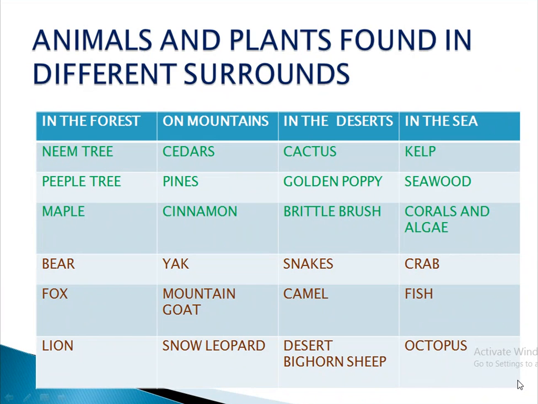Let us fill a table of some animals and plants which are found in different surroundings. We will start from a forest. The trees are neem tree, peepal tree, maple, and the animals are bear, fox, lion. On the mountains, the trees are cedars, pines, cinnamon, and the animals are yak, mountain goat, and snow leopard. In the deserts, the plants are cactus, golden poppy, brittle brush, and the animals are snakes, camel, desert bighorn sheep. And at last in the sea, the plants are kelp, seaweed, corals, and algae, and the animals are crab, fish, and octopus. Children, you can add more examples after discussing with your parents and friends.